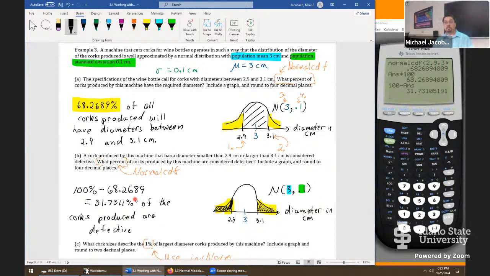Stepping back from the problem, this one said 68.2689% of the corks actually work. They're between 2.9 and 3.1. So the complement of that percentage, just taking 100% minus the answer, tells us the percentage of the corks that will not work. So in a certain way, you can think in those terms, and you may not even really need the graphs to get to that last conclusion here.